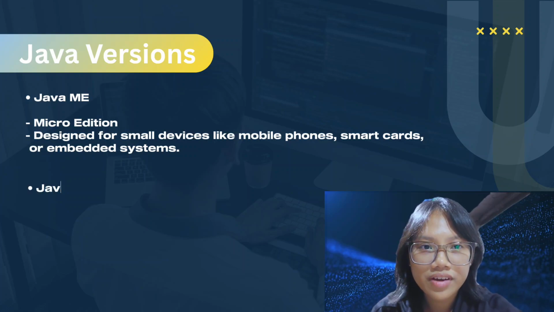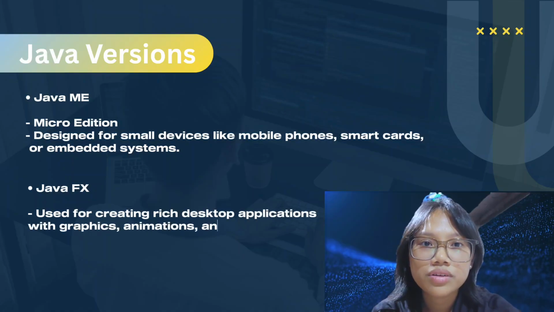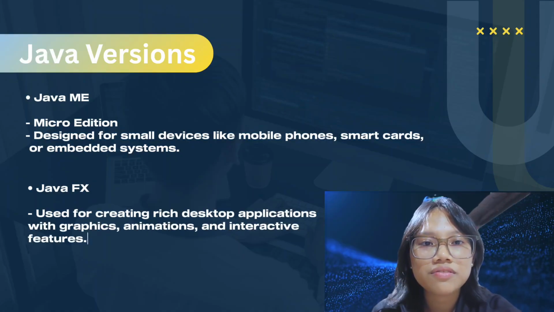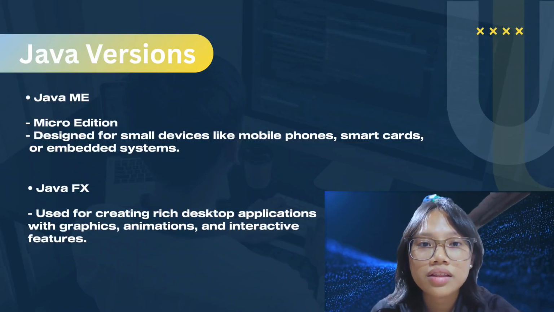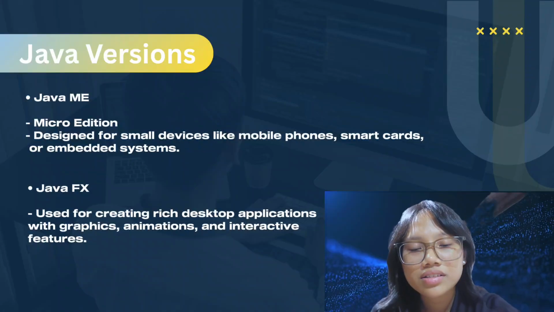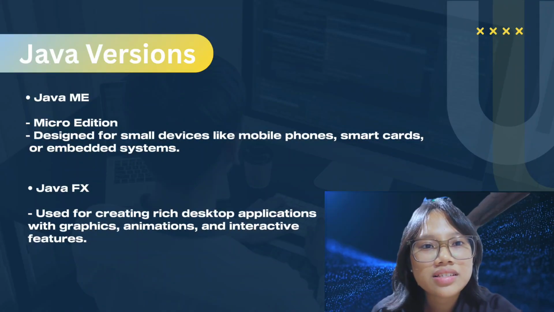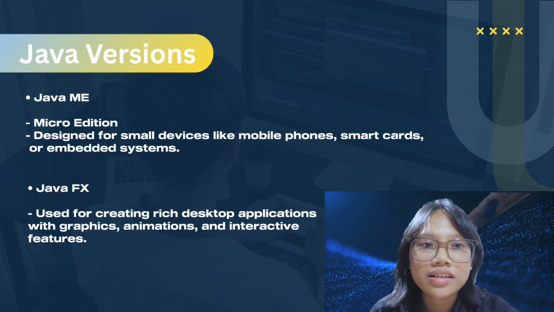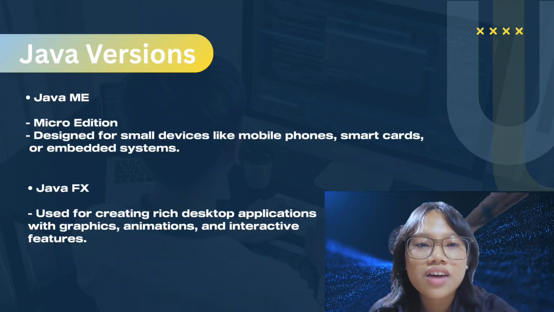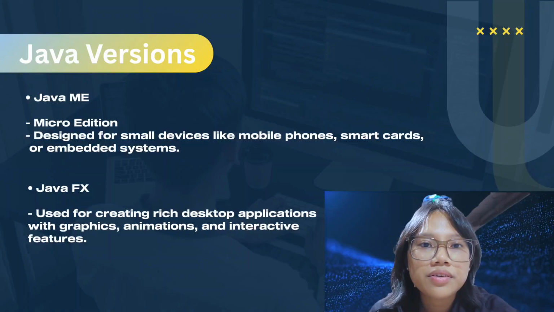Lastly, there's JavaFX. This one is used for creating rich desktop applications with graphics, animations, and interactive features. So if you want to build modern apps with buttons, menus, and visual elements, JavaFX is the version for that. So to sum up, Java SE for basic and desktop applications, Java EE for larger scale and web-based systems, Java ME for mobile or small devices, and JavaFX for graphic-rich desktop programs.